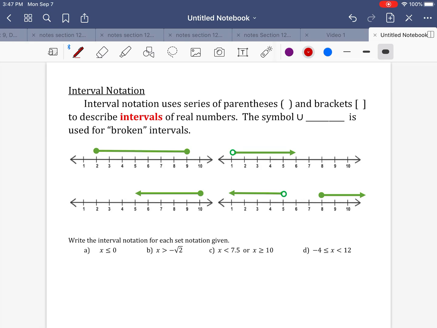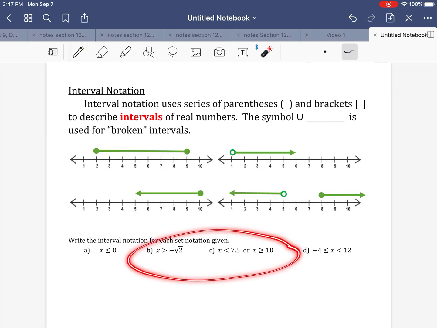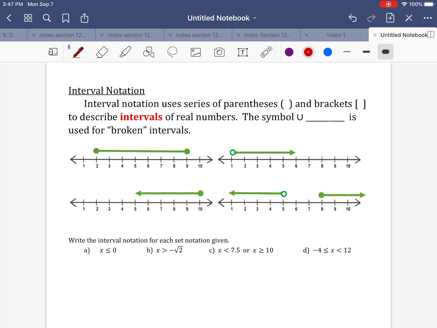All right. So in class, we used set notation. Set notation looks like these guys down here, and I had you do that domain and range activity for that. But we also have to use interval notation. Interval notation is actually, I think, a little bit easier, but here we go.